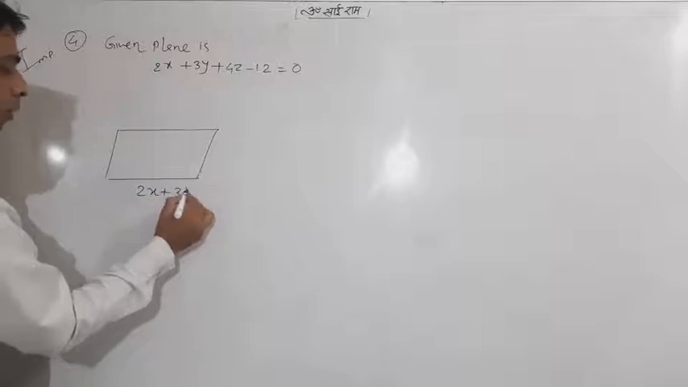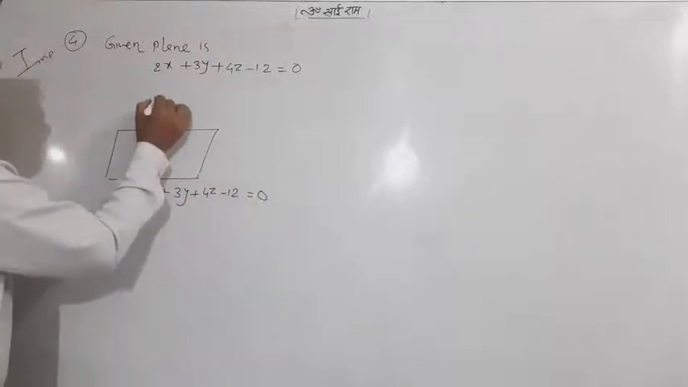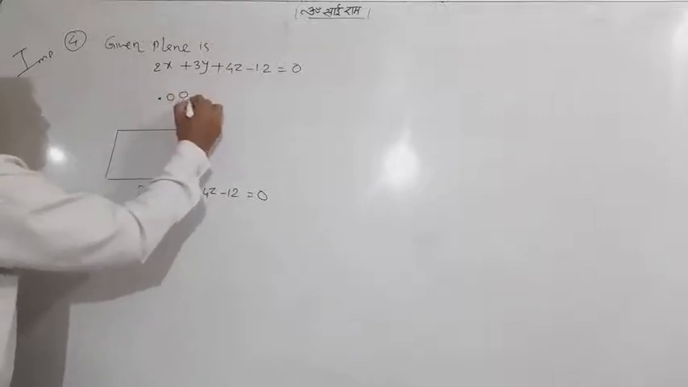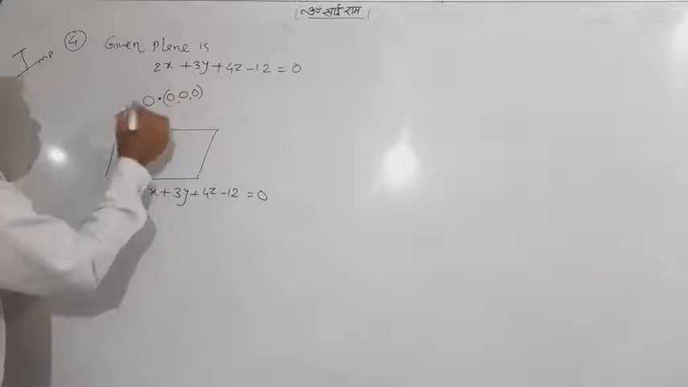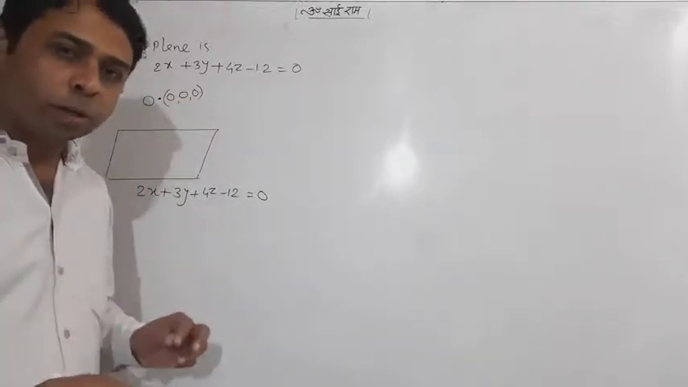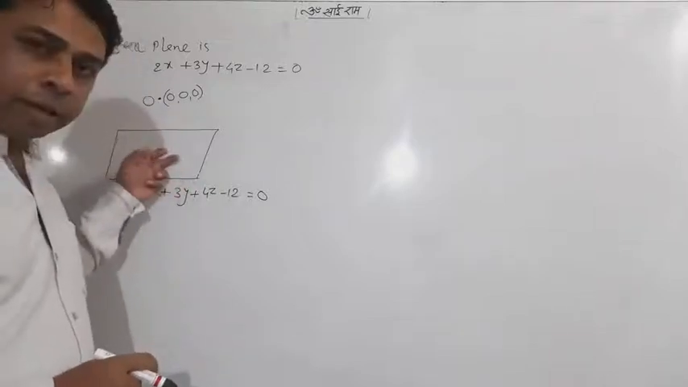Ax plus by plus cz plus d. And this is the origin point. What question is asked here? O. The question asked here is: find the foot of perpendicular drawn from the origin point to the plane.